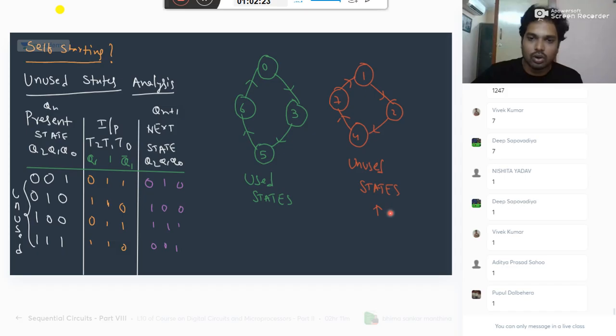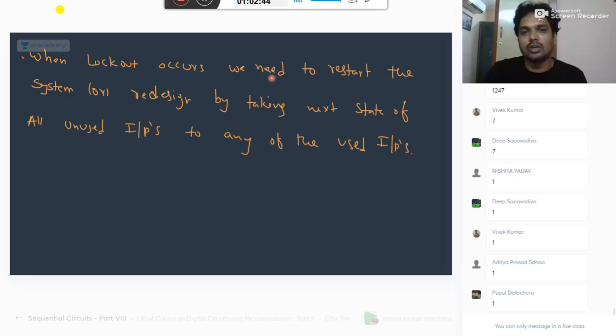This is what we call the lockout problem. If by chance the counter enters any one of the unused states, then the counter cannot come back to the used states. It will be rotating in the unused states only. This is what we call the lockout problem. When lockout occurs, we need to restart the system such that it will start from the origin or a used state, or redesign by taking the next state of all unused states to any one of the used states.